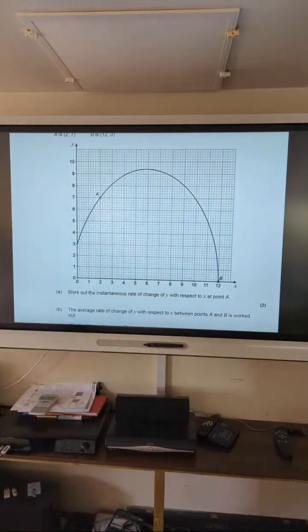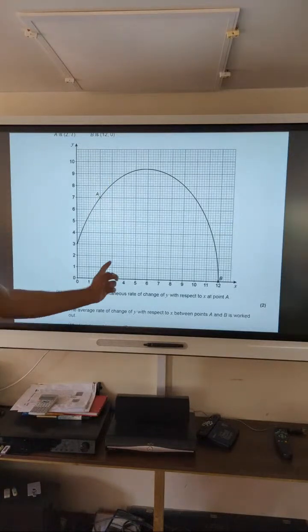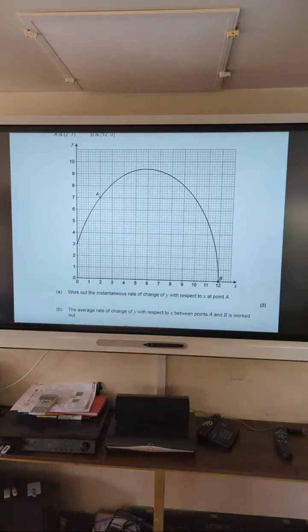There are multiple ways of doing it, but in this case you generally draw a tangent, a straight line, and you make a triangle on that straight line, and use these numbers that way, and that will help you work it out.